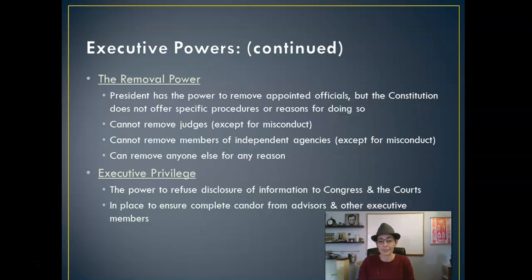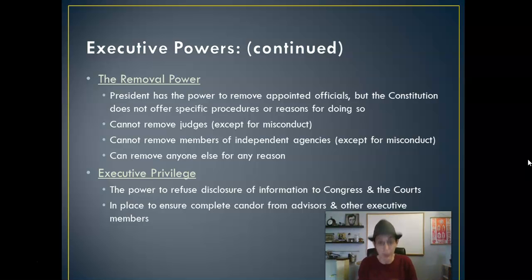The removal power. These are fun. So the president also has the power to remove any appointed officials. The Constitution doesn't offer specific procedures or reasons, but the president can remove just about anybody except judges and independent agencies, okay? Unless they are brought up on charges and you've proven misconduct, then those folks can be removed. But he can't just say, I don't like the way you ruled on this case, I'm removing you from power. He cannot do that with judges, and he cannot do that with independent agencies. We'll talk more about what independent agencies are when we get to that segment of our content. But those are the two areas where he cannot remove people at his pleasure. But anybody else within the executive branch, bye-bye.